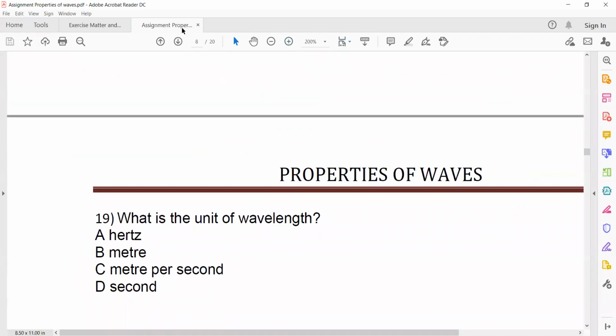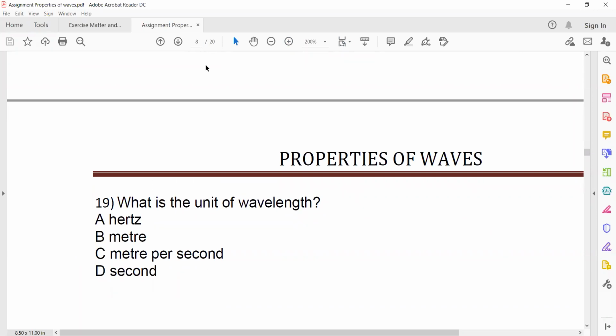Question 19. The unit of wavelength, or length of the wave. Yeah, the unit of wavelength is the meter; this is the unit of frequency, hertz. Meter per second is the speed, and second is for the time interval.